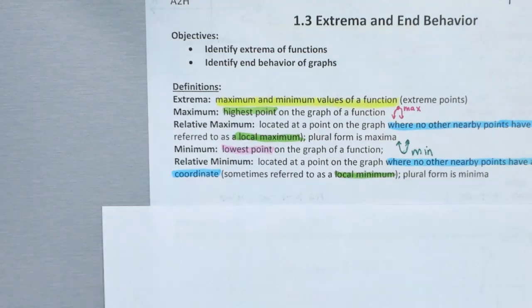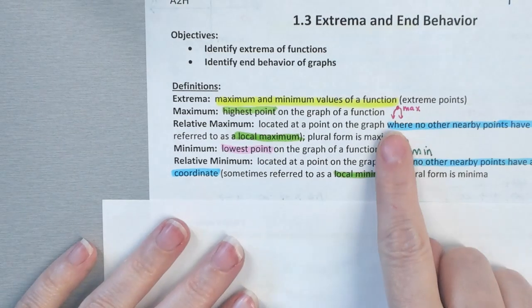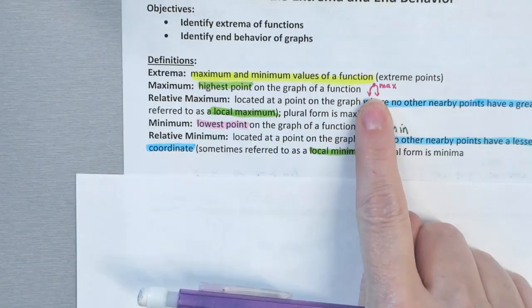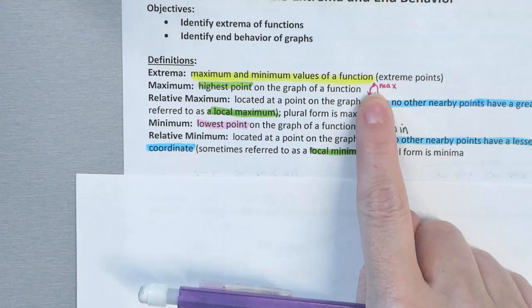And then sometimes there are certain forms that you're going to have to put them in. So we want to make sure we're reading the directions so that we have an accurate solution. So if it's a maximum, it's the highest point on the graph of a function. So there's only one of them. So this would be a maximum.